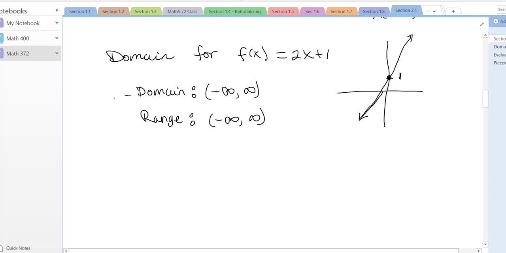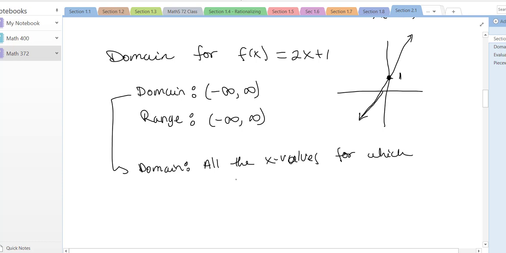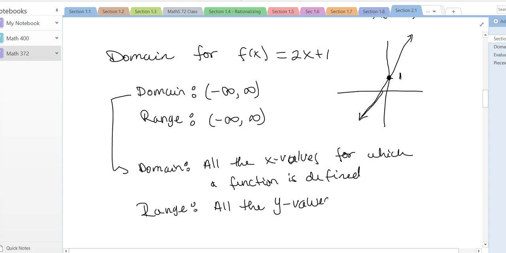So let me write that down. So the domain is all the x values for which a function is defined. And the range is similar, but all the y values for which a function is defined.